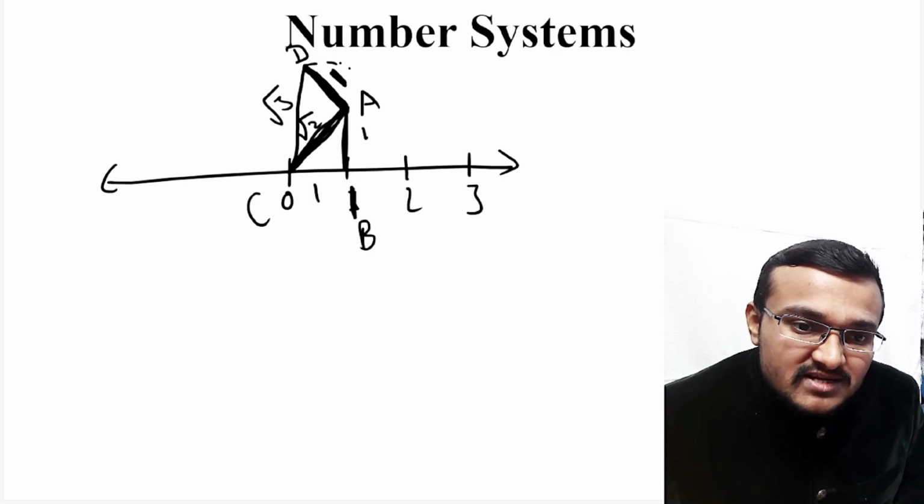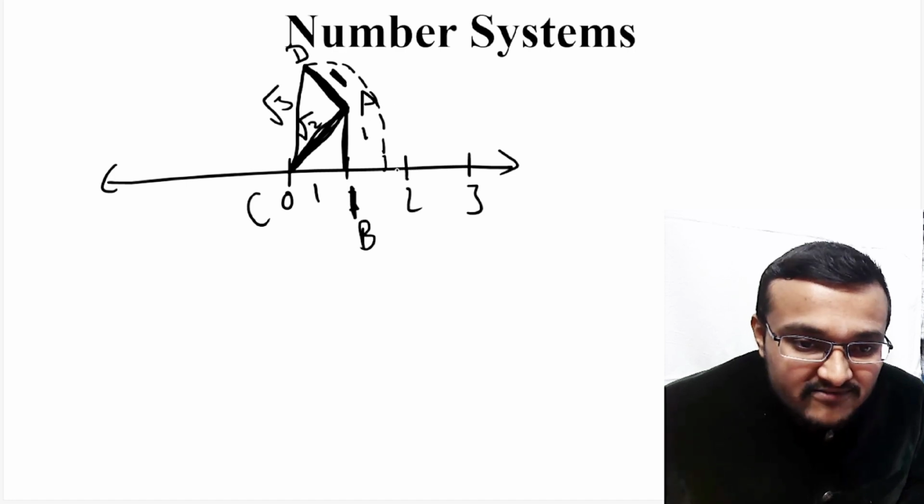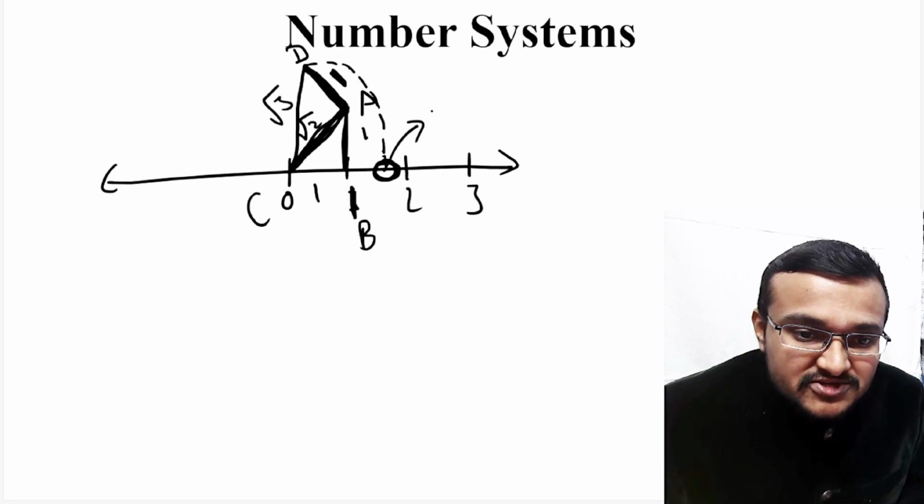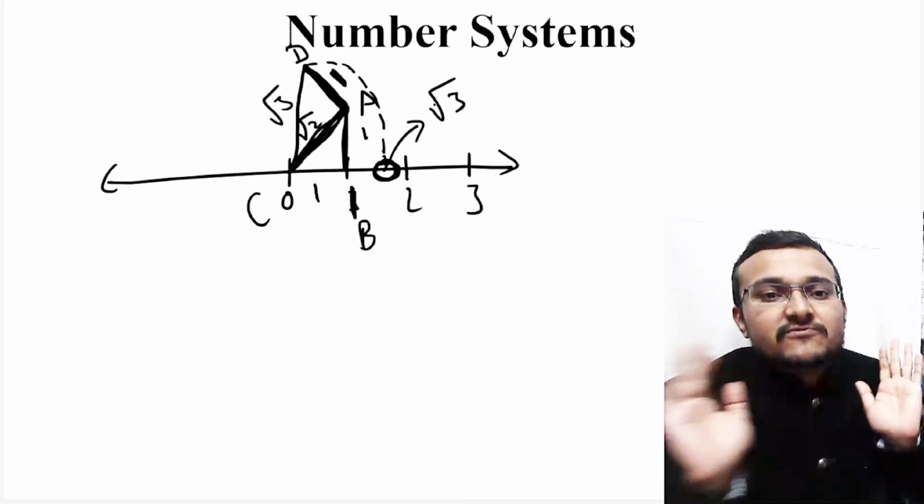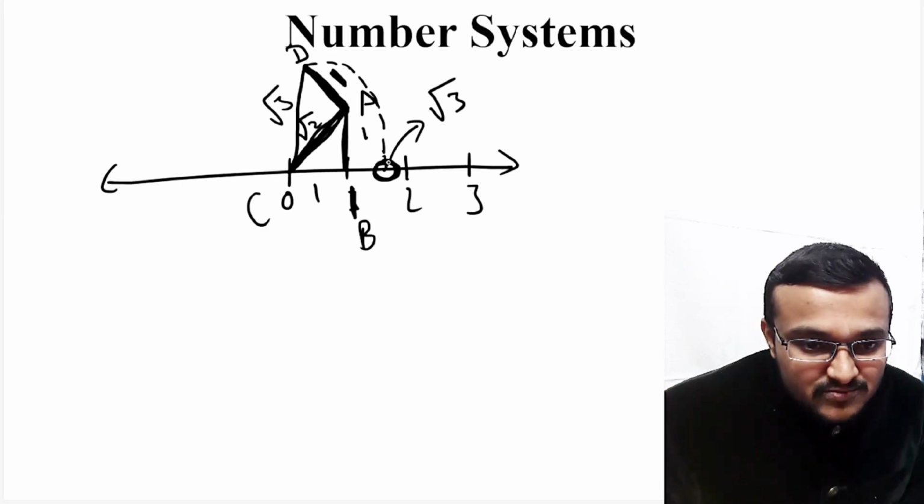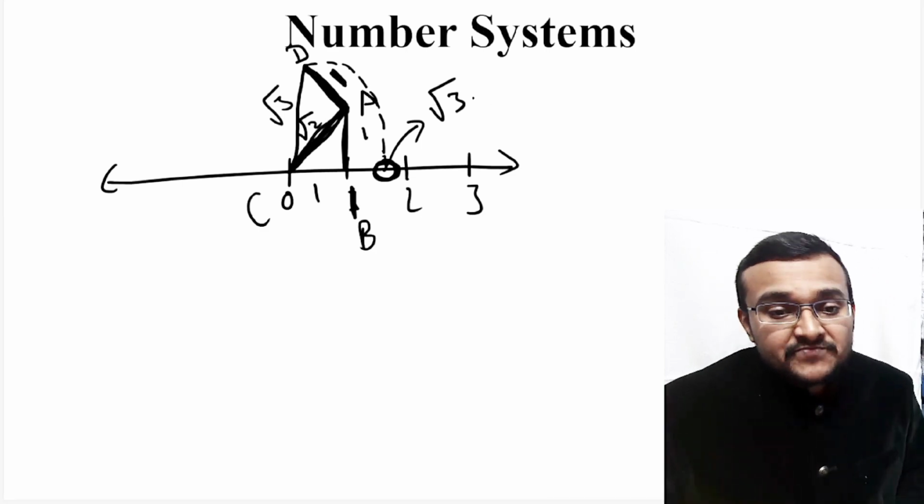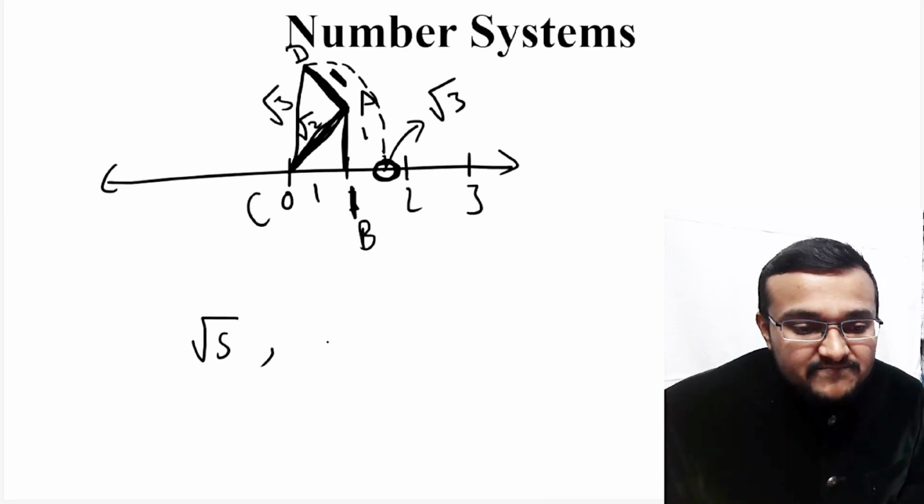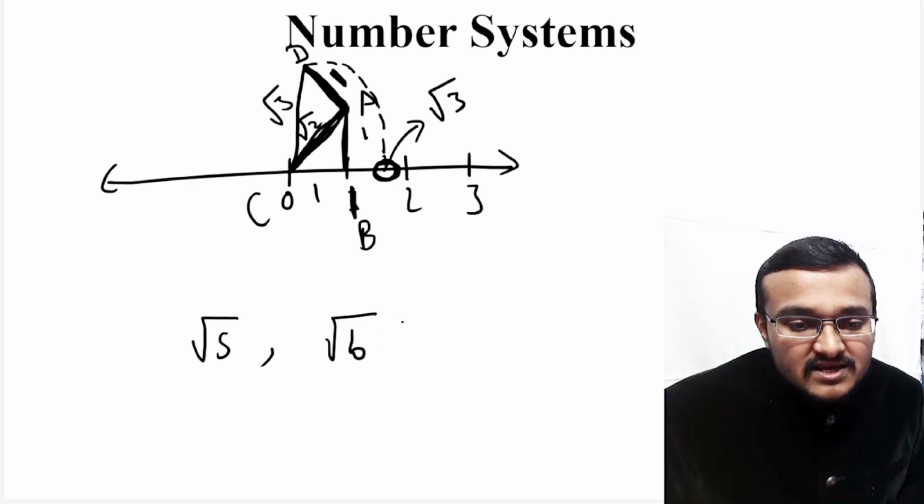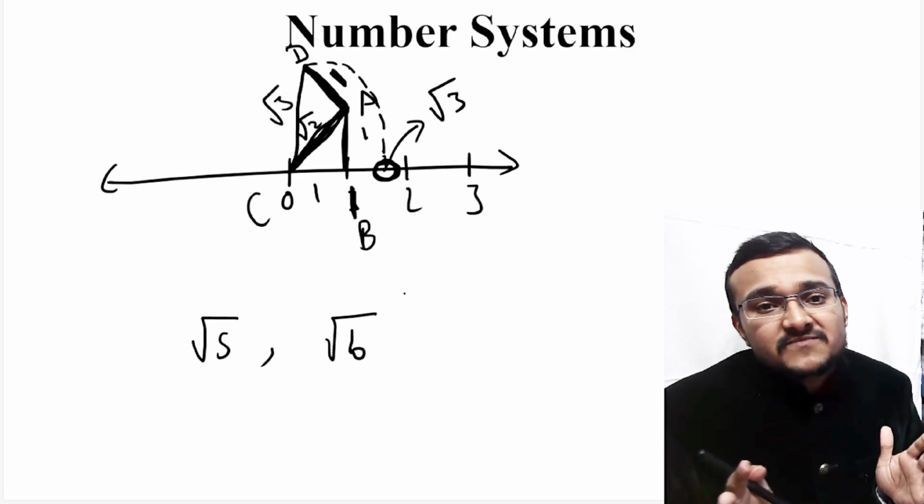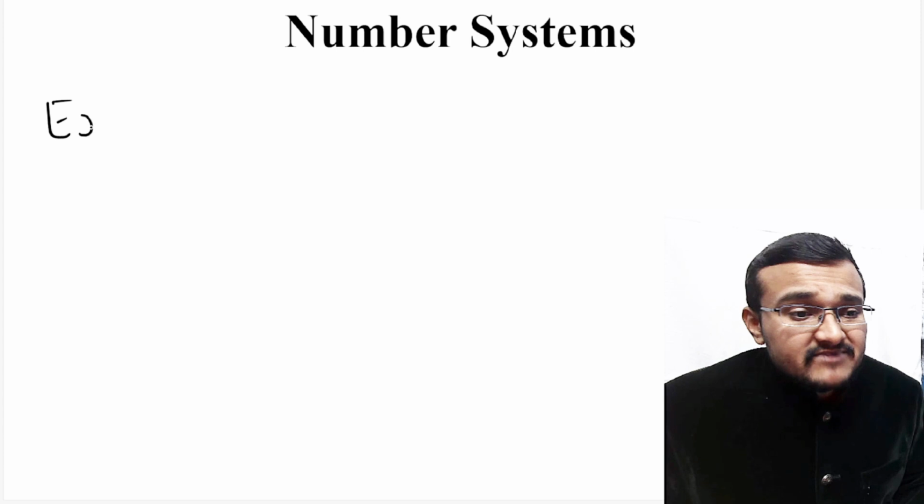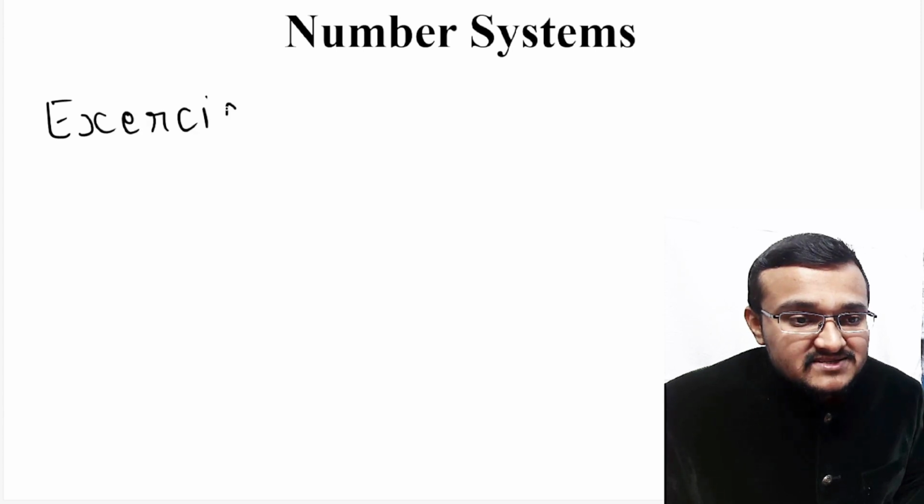And from this position, you can draw a circle using a compass, and wherever this circle meets the number line on the positive side, that will be the value for root 3. So this particular position can be known as root 3. Like this you can locate root 5, root 6, and you can go on locating on the number line. So now we will try to understand the exercises.